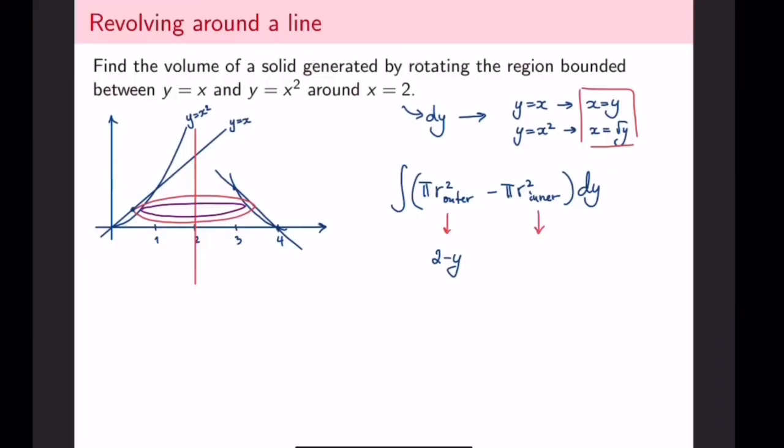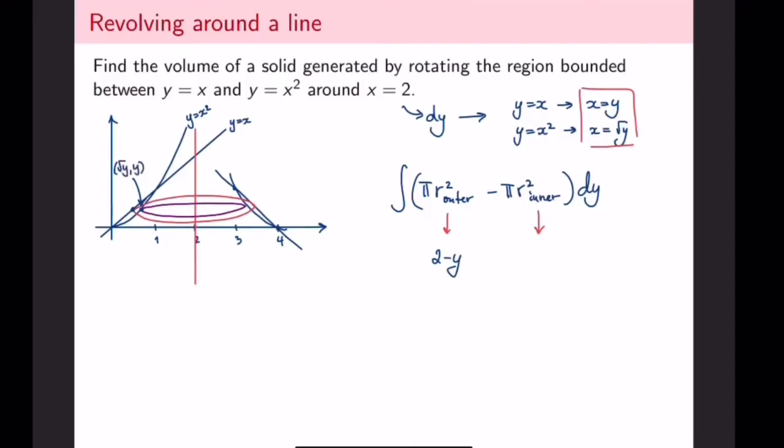Okay, so I'm going to think about what this point's coordinates are. The x-coordinate is, now I'm going to have to be more careful, the x-coordinate is root y, and the y-coordinate is just going to be y, because I'm trying to write this entire integral in terms of y.